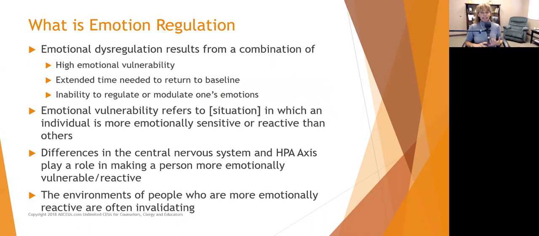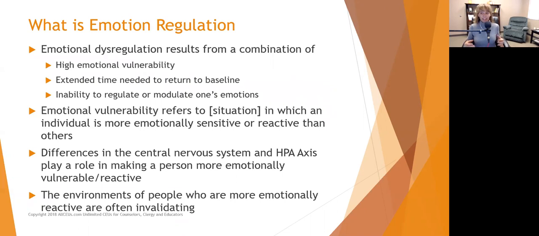So it is important to pay attention to your environment. It's important to pay attention to your physical health, and it's important to pay attention to your trauma history. And those are things that I really want clients to take home with them, because all of those things affect how they interact and act and react in the present.